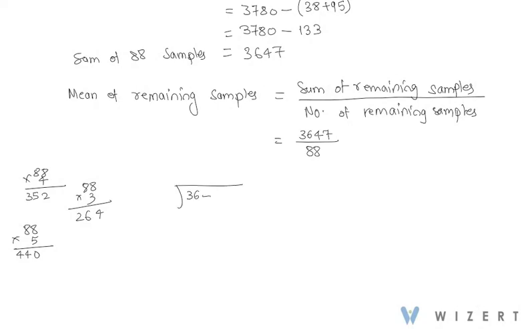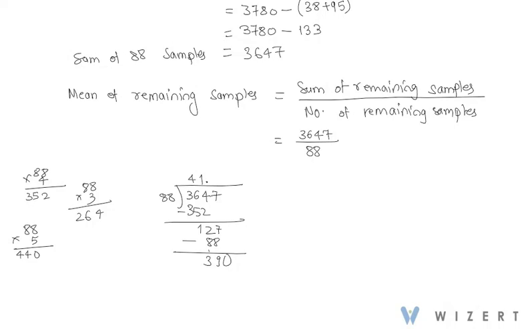So 3647 is divided by 88, and we can use 88 fours are 352. So that is 4 minus 2 is 2, 6 minus 5 is 1, and 7 will come down here. Now 88 twos are 176, so we'll have to use 88 ones, minus 88. So 7 minus 8, 17 minus 8 is 9, and 12 minus 9 is 3. So 390, we'll take a decimal point here.